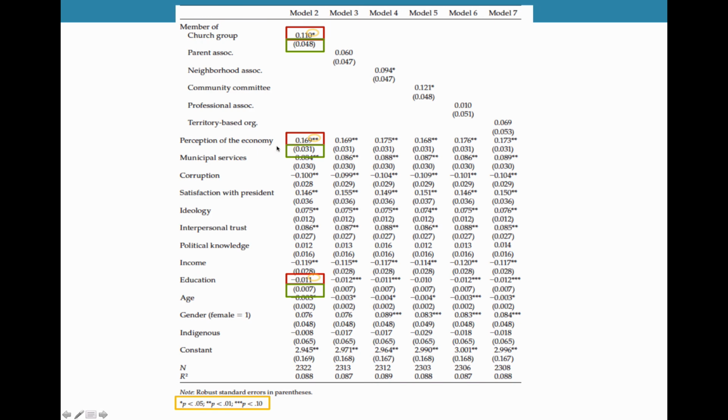Just something to keep in mind as you're looking at this, always our focus is on up here. This is the main independent variable. And these are just the confounds. These are when we control for ideology, interpersonal trust, political knowledge, etc. Do we still see this impact of being a member of a church group? So really, this is the most important thing to look at to see if there's a star there, because that's the one we really want to see if there is a statistically significant result.